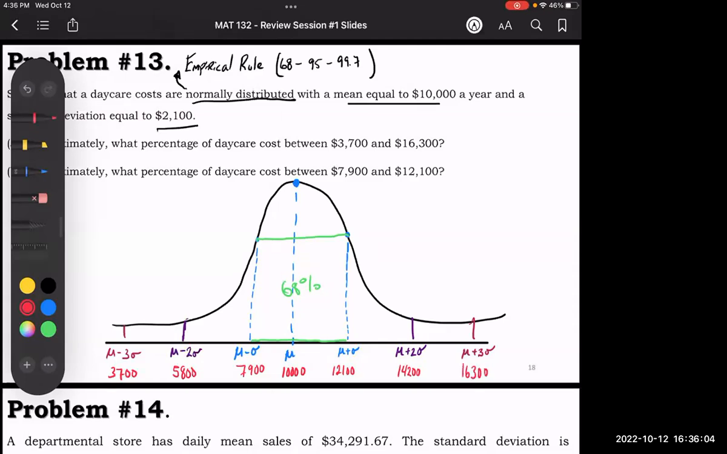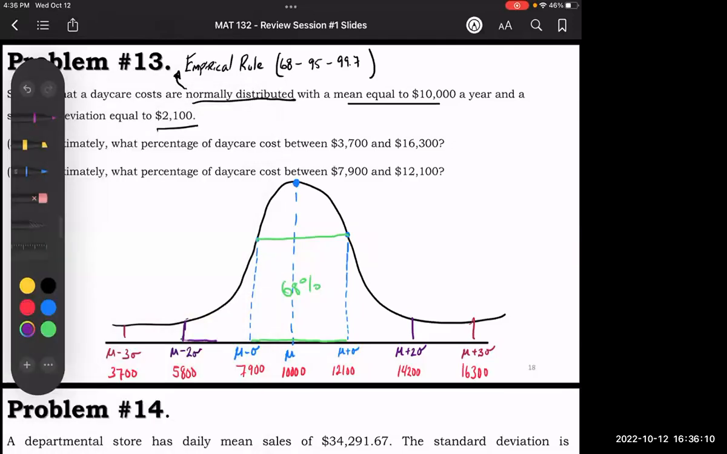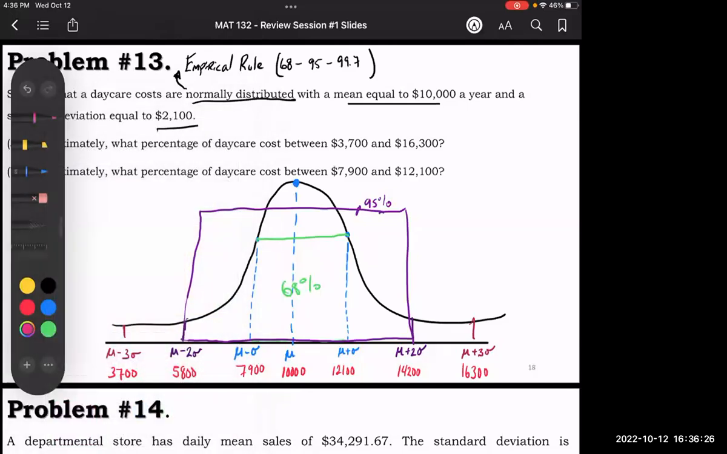16,300. So just to recap here, if you're within 2 standard deviations of the mean, then that would be the 95% from the empirical rule. And lastly, if you're within 3 standard deviations, you get the final percentage. I'll put the bar here. Okay, so let's answer this question now.